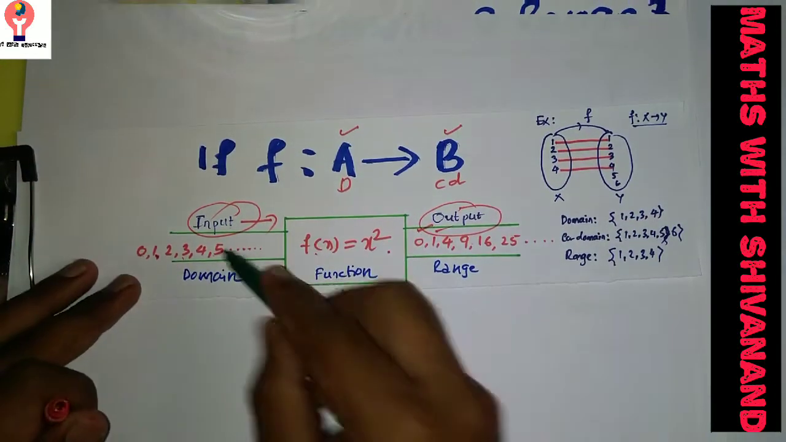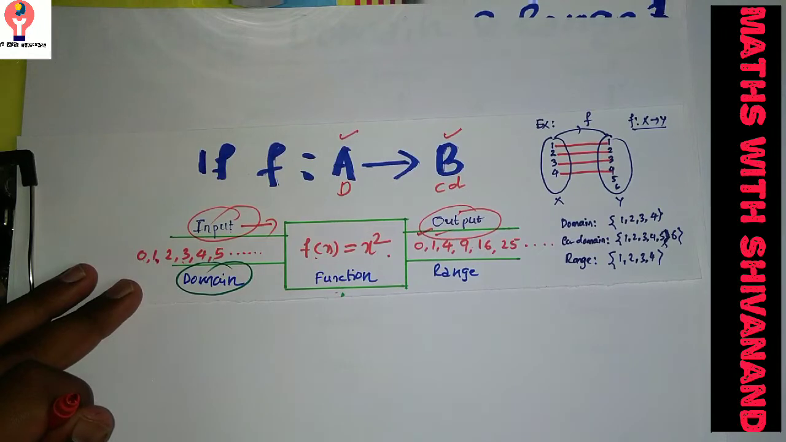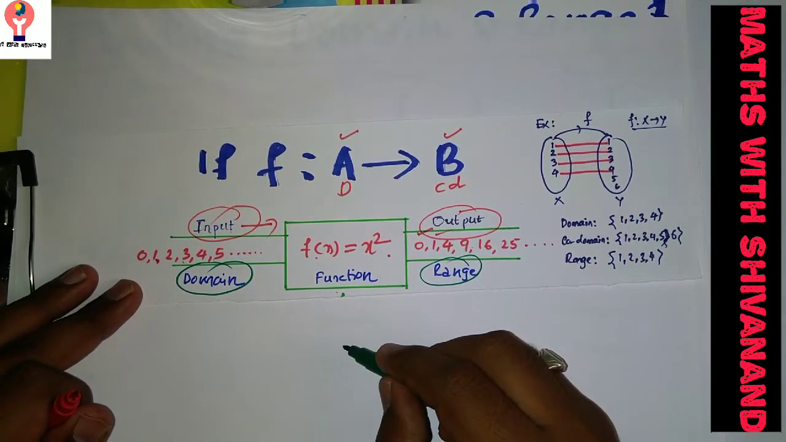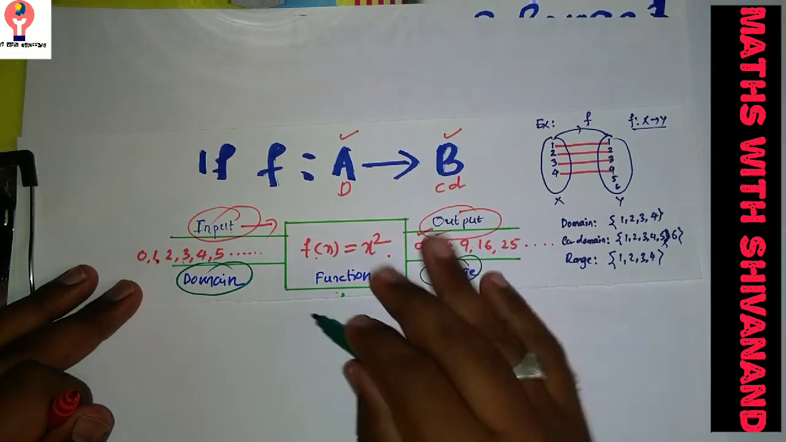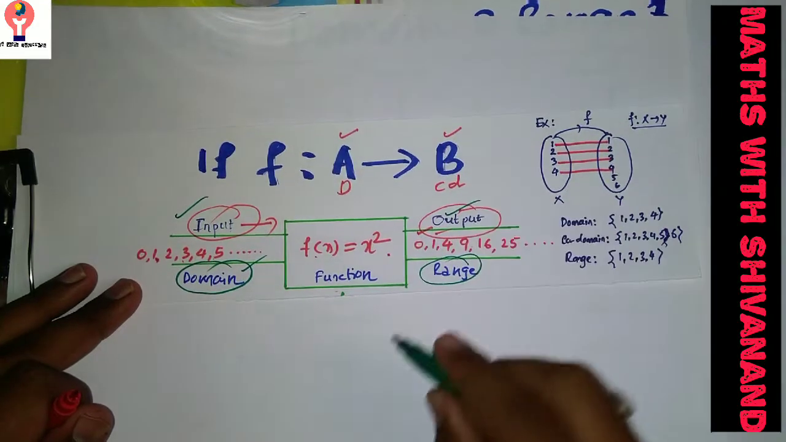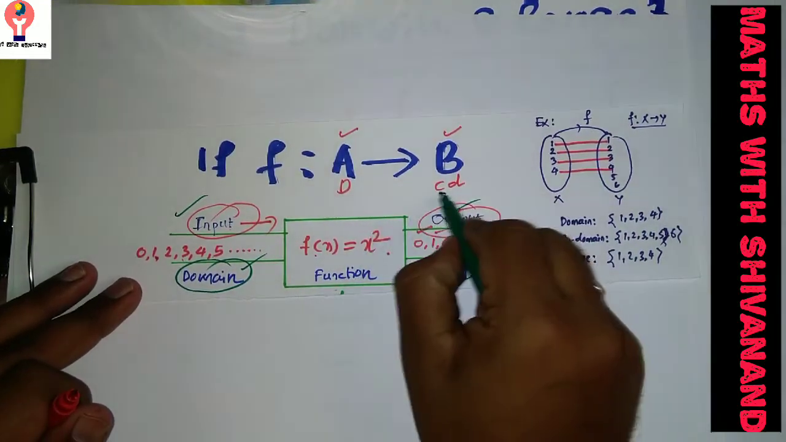The input part we call the domain, and the output we call the range. So keep in mind, students: the input values of a function are the domain, and the output values are the range. But I also said codomain.